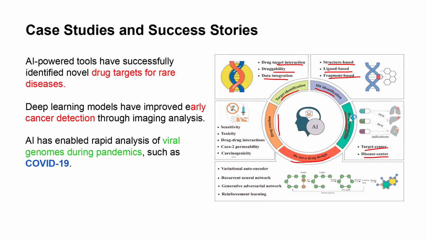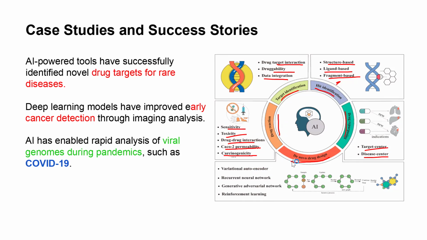All these are applications, for example in hit identification, where it can be used in fragment-based, ligand-based, as well as structure-based approaches. In target identification, it is involved in drug target identification, druggability, and data integration. And in drug reaction, it includes sensitivity, toxicity, drug-drug interaction, Caco-2 permeability, carcinogenicity. All this you can actually test with AI.